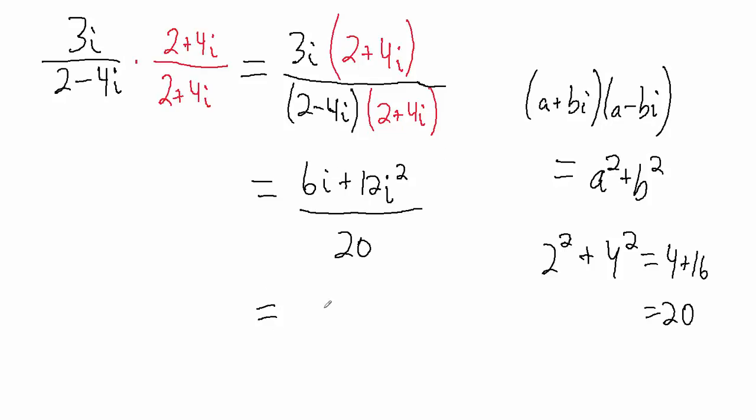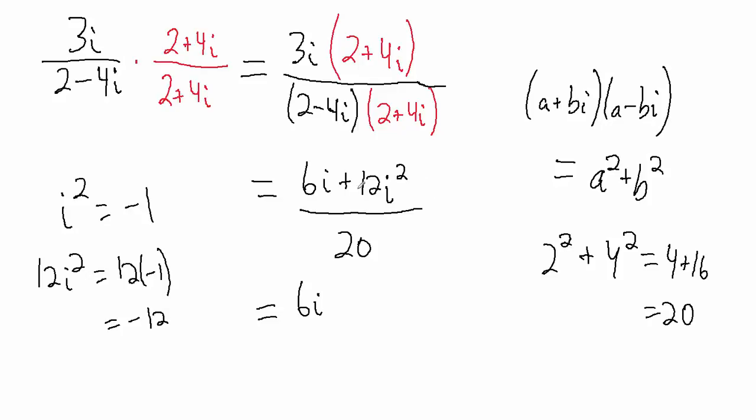So on the top we still have the 6i, and now we have this 12i squared to simplify. So 12 times i squared, what is i squared? Remember this whole thing with complex numbers, i squared is negative 1. So when we say 12i squared, what we're really saying is 12 times negative 1, which means negative 12. So plus 12i squared becomes minus 12. Okay, and then we're still dividing everything by 20.